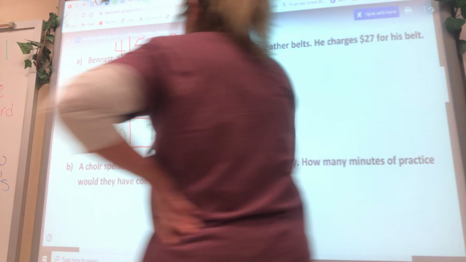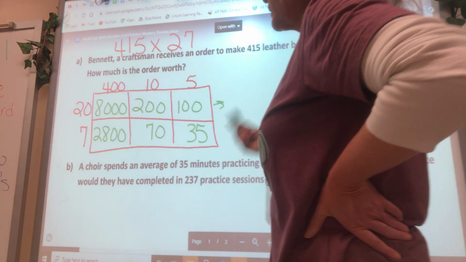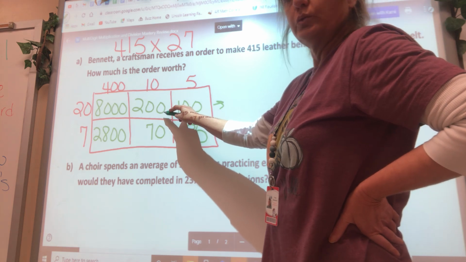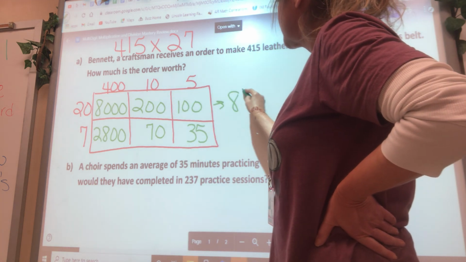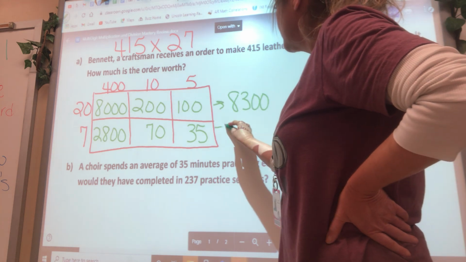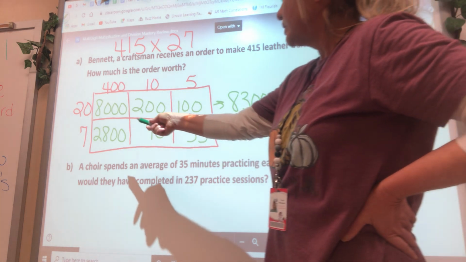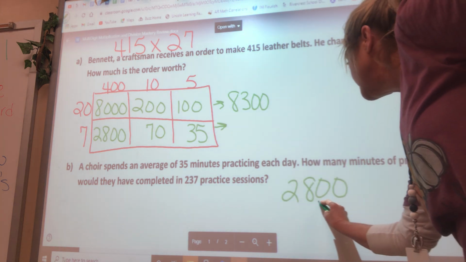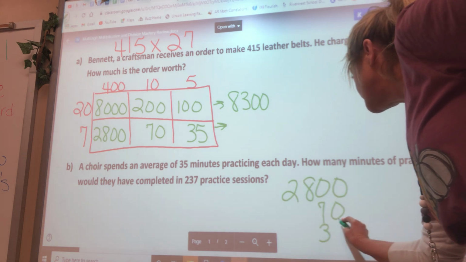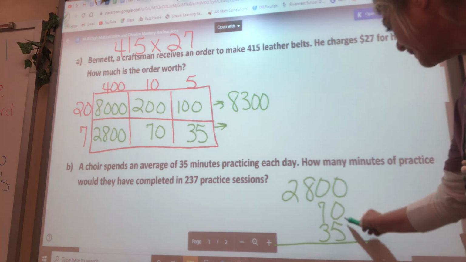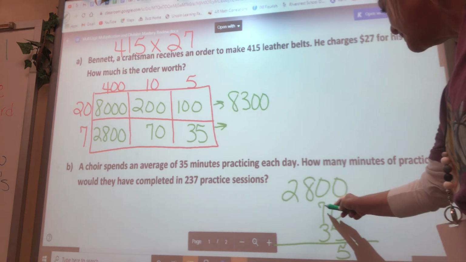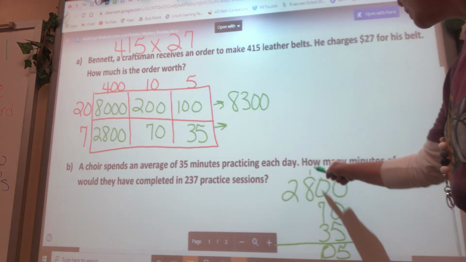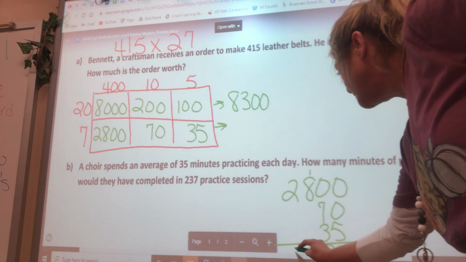And here we could add together or count place value, either one. 8,000 plus 200 is 8,200, plus 1 more 100 is 8,300. On the bottom, we have 2,800. Let's do our small math here. 2,800 plus 70 plus 35. So we would have 5. 7 plus 3 is 10. Carry the 1. 1 plus 8 is 9. And 2 plus nothing is 2.